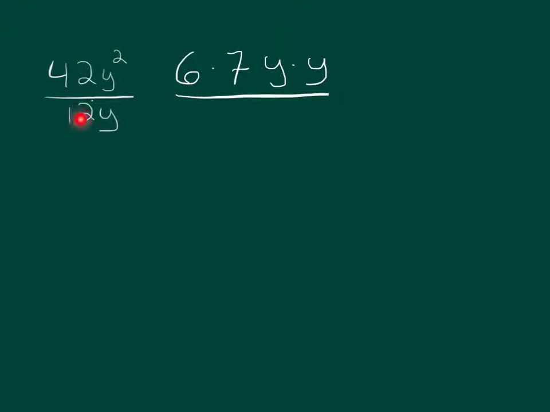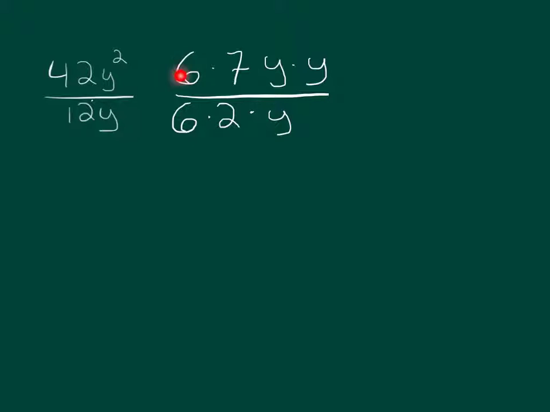And down below I have a 12y. I just look at my factors. I know that I've got a 6 up top, and I know that a 6 goes into 12, so I'm just going to write that one. You can factor these all the way out and then cross them off, and that would work just fine as well. But I'm going to just go ahead and write it here. I know that 12 is 6 times 2, and then on the bottom I have times y.